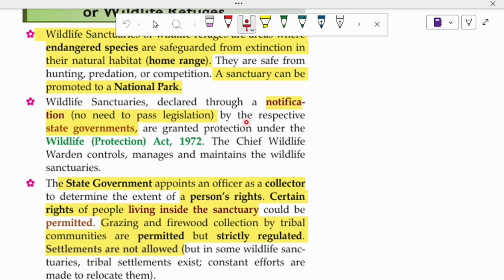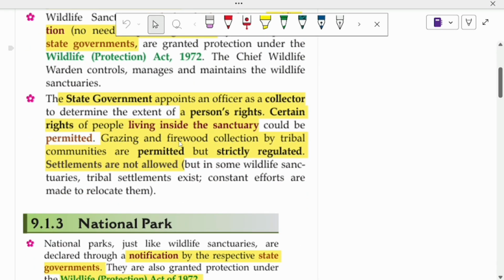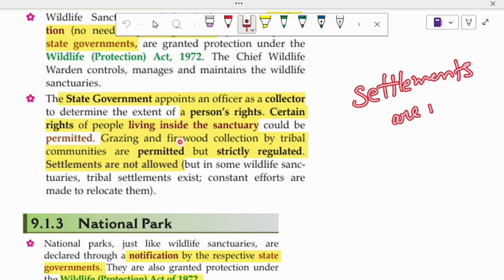Sanctuaries are guaranteed protection under the Wildlife Protection Act 1972. The Chief Wildlife Warden controls, manages and maintains the wildlife sanctuary. The state government appoints an officer, the collector, to determine the extent of a person's rights. Certain rights of the people living inside the sanctuary could be permitted. Grazing and firewood collection by the tribal community are permitted but strictly regulated. Settlements are not allowed in the wildlife sanctuary.